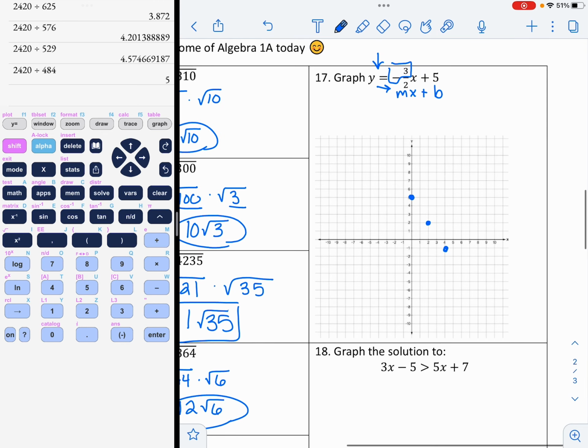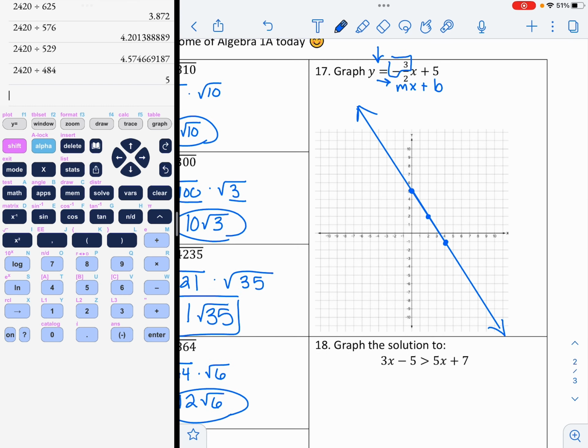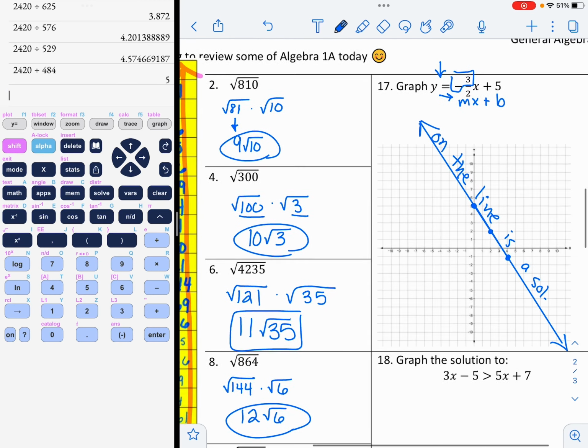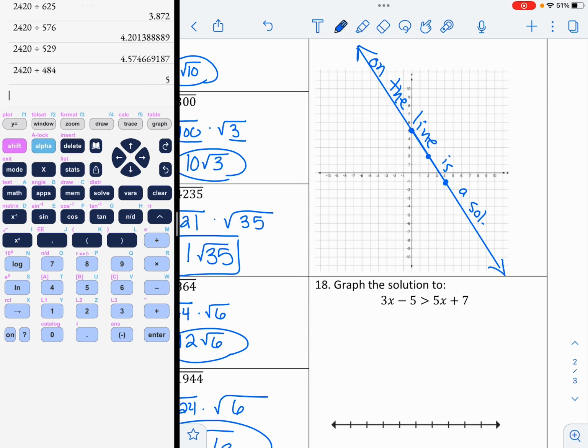I said 3's plenty, especially because you got this really nice line tool here. What kind of line did you draw there? I fixed it for you. All right, there. Looks good? Beautiful. And anything on this line is a solution, meaning that it would plug back into that equation and it would be true. Yes.